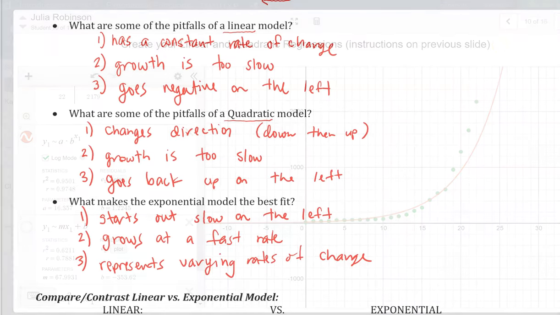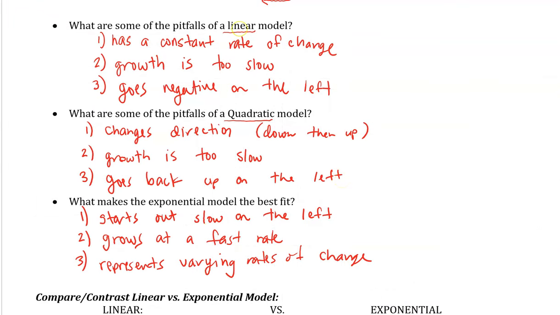Okay, so here's just a couple things to summarize what we just talked about for the pitfalls of a linear model if you want to jot them down. The linear model had a constant rate of change, and in that constant rate of change, the growth was too slow. And on the left side, the graph went negative, which was not a good reflector of this type of data. The quadratic model was weird because it went in two directions, down first and then up, which did not really represent these data points. The growth was also still too slow on the right side. And on the left, it went back up again, which just was not a good reflector of the data.